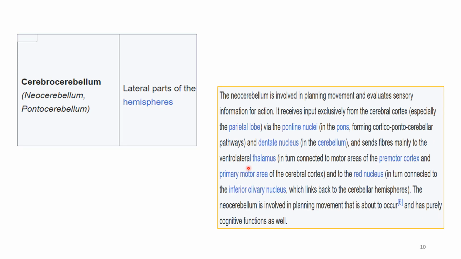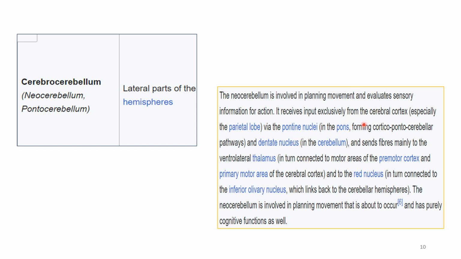Then coming to the cerebrocerebellum, it is nothing but the neocerebellum. The lateral parts of the hemisphere are included in this. The neocerebellum is involved in the planning of the movement and it evaluates sensory information for its action.